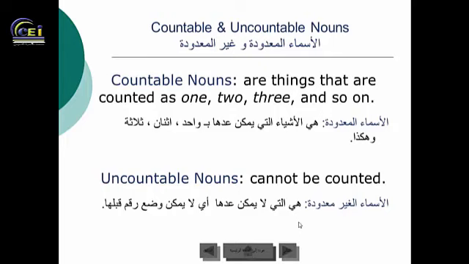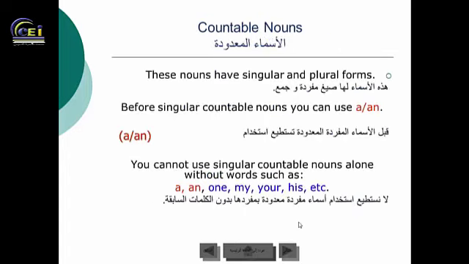We will study countable nouns and uncountable nouns. Countable nouns are things that are counted as 1, 2, or 3, and so on. Uncountable nouns cannot be counted. Thus, nouns have singular and plural forms. Before singular countable nouns, you can use a or an. You can't use singular countable nouns alone without words such as a or an, one, my, your, his.